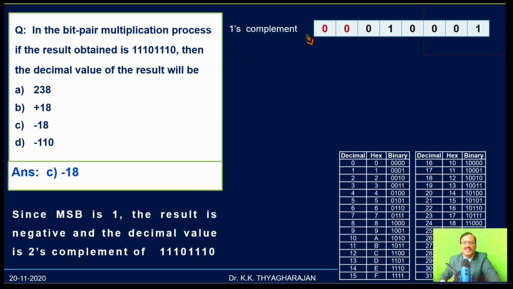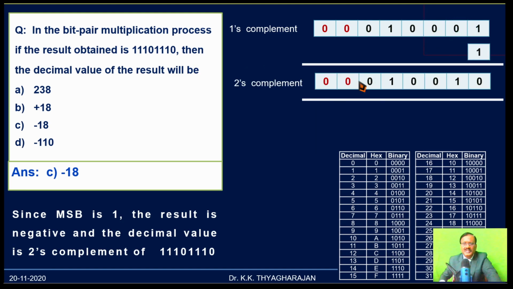Now you see this is 0, 0, 0, 1, 0, 0, 1. This is the 1's complement of this value. And add 1 to get the 2's complement. The 2's complement is 1 plus 1, 0, and there will be a carry. That carry will be here. Then 0. This 0 will come here, 1, and the remaining bits are zeros. So the 2's complement is this.